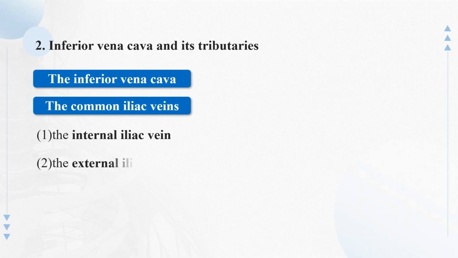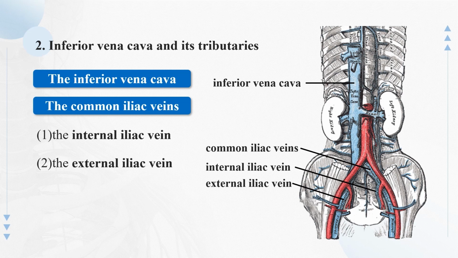The inferior vena cava and its tributaries. The inferior vena cava branches into the common iliac veins. The common iliac veins also include the internal iliac vein and the external iliac vein, as demonstrated in the picture.